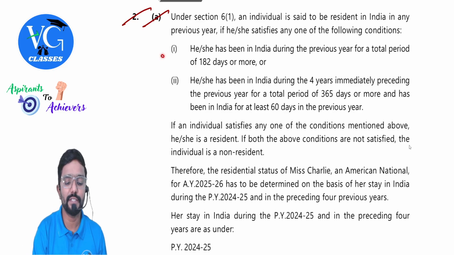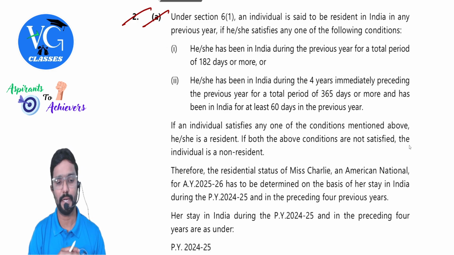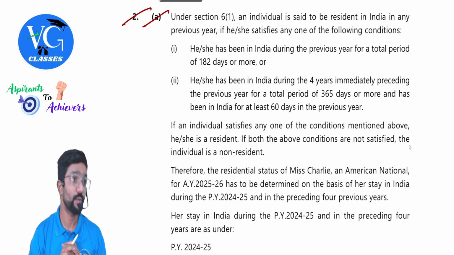Or if the first condition is not satisfied, the second one. He or she has been in India during the 4 years immediately preceding the previous year for a total period of 365 days or more and has been in India for at least 60 days in the previous year. And you might also ask me, sir, is she covered in the explanations? No.